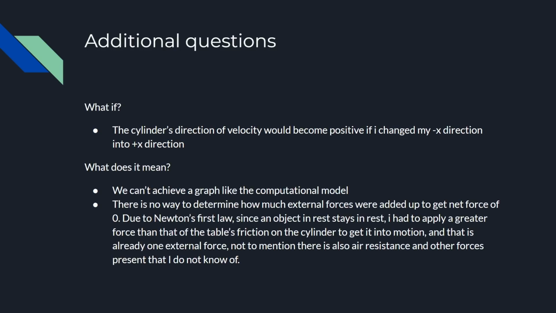Additional questions. What if? The cylinder's direction of velocity will become positive if I change my negative x direction into the positive x direction. Last question. What does it mean? We can't achieve a graph like the computational model because there are simply too many external forces in my experiment environment. It's not perfect, meaning that in the human environment, there has to be some sort of external forces, and simply isolating the system to the object itself doesn't get us the desired result.